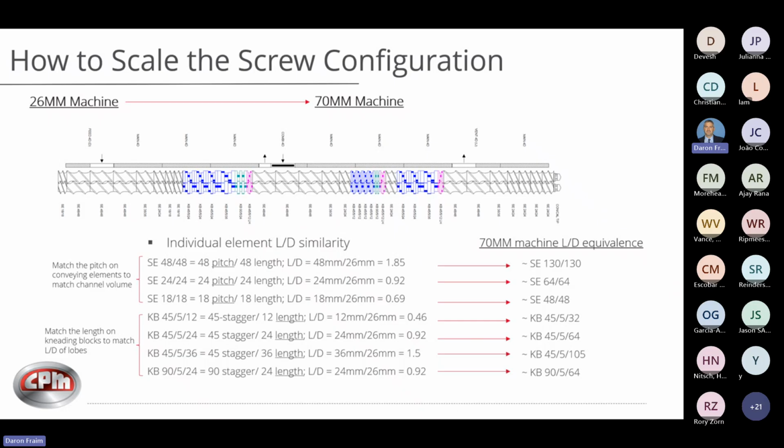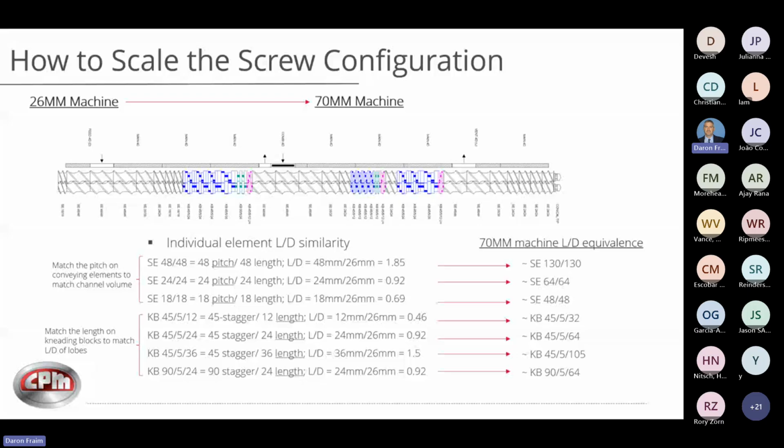Same thing on 2424. If I break it down, it's a 0.92 L over D, or 0.92 times the diameter. You can see the same for the 18 millimeter pitch on the 26 diameter. So I'm looking at my pitch relative to my diameter size, and I'm looking at that ratio. If you look at the kneading blocks, I'm going to focus on the length. Again, you want to keep the same stagger for each type of element. For example, the 12 length is 0.46 of the diameter.